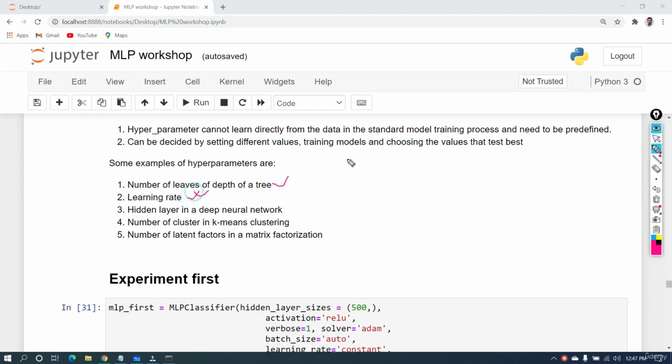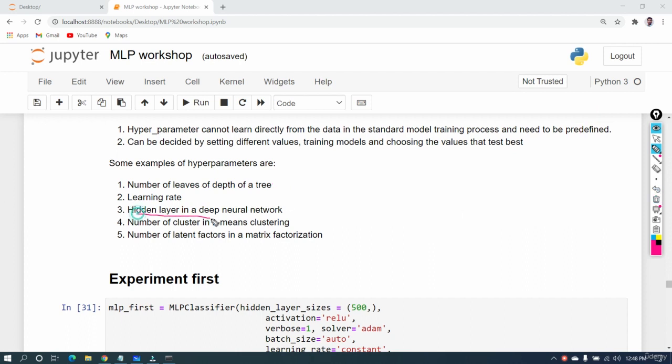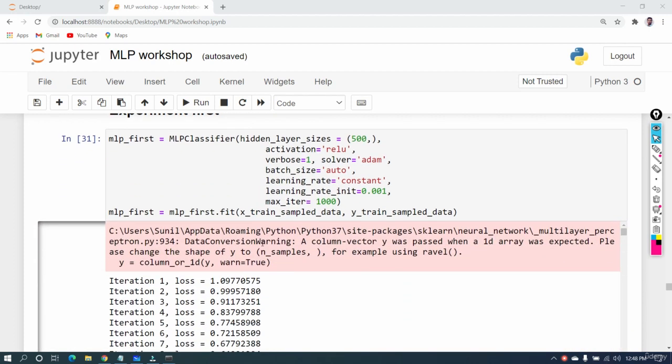Second is the learning rate. We can have different approaches for assigning the learning rate. We can have a constant learning rate, which is used for the entire model, or you can also use an adaptive learning rate. Similarly, we can change the hidden layers, the number of clusters in K-means clustering, or the number of latent factors in matrix factorization. These are the hyperparameters. So let's go with the first experiment.